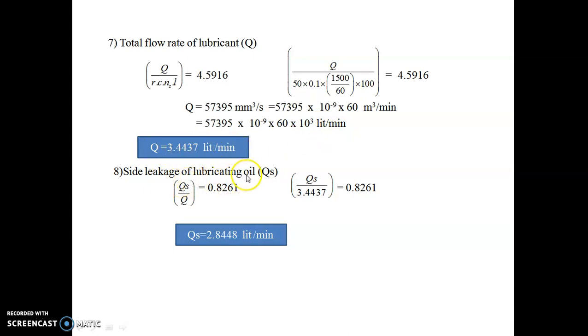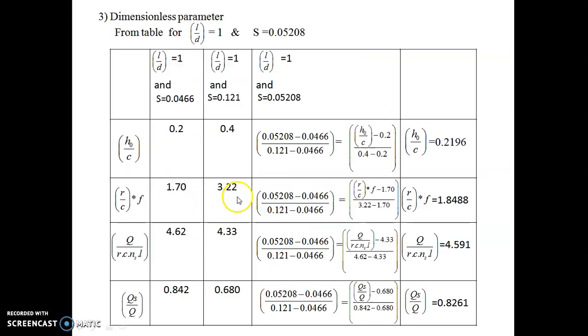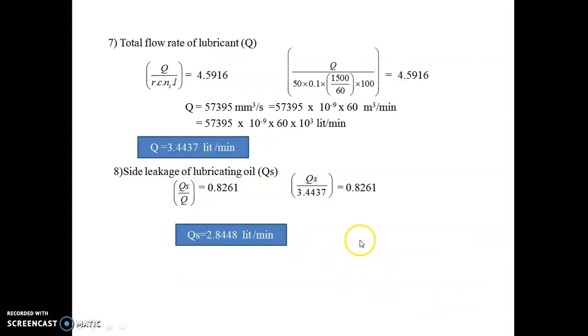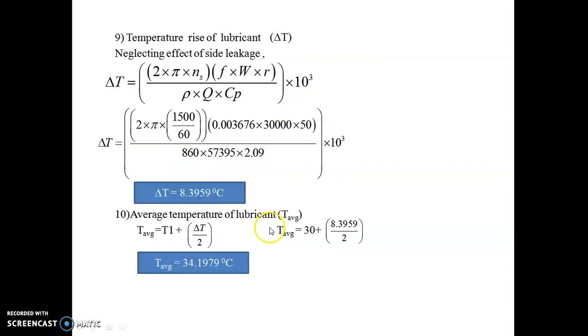Next, side leakage of lubricating oil, Qs upon Q is 0.8261. So we can get Qs by putting Q equal to 3.4437, Qs equal to 2.8448 liters per minute.